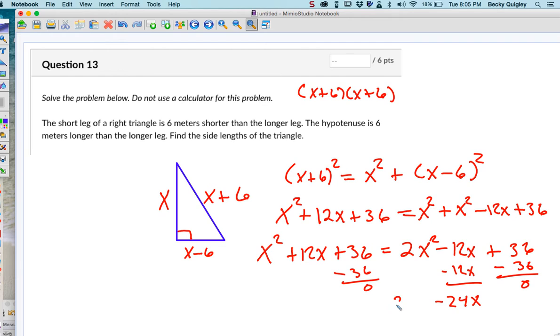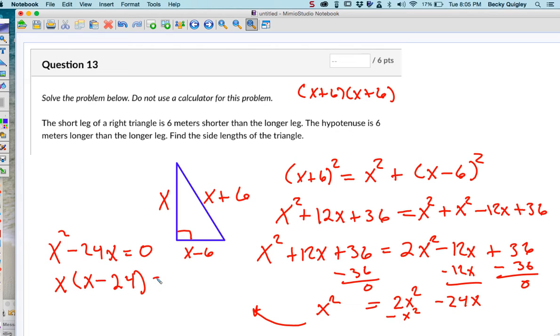Remember, that's already gone to 0. We still have this 2x squared, and we have this x squared. So we want one side equal to 0, so I'm just going to subtract this x squared over here. So, I'm running out a little bit of space. That's going to give me 2x squared minus 1x squared is x squared minus 24x is equal to 0. So now I want to solve this quadratic. I can solve this by factoring. So I have an x times x minus 24. So I have two values of x that would make this solution true.